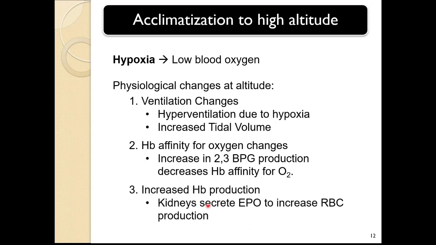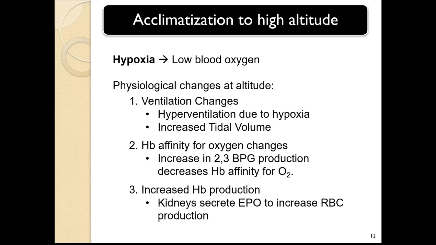And then the third thing that changes is you wind up with an increase in hemoglobin production. And this is because the kidneys are going to detect low levels of oxygen and begin secreting the hormone EPO, or erythropoietin. And erythropoietin, if you recall, goes to the bone marrow and causes an increase in red blood cell production. And of course, the more red blood cells that you have, the more oxygen you're able to transport.